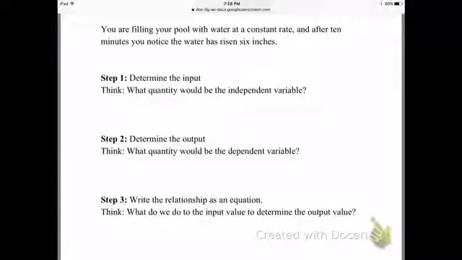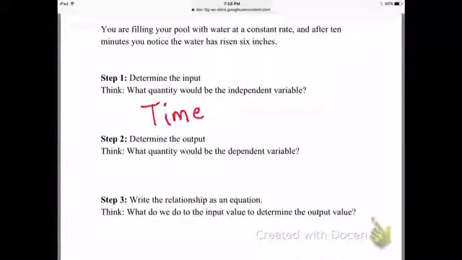Well, in most situations like this, the independent variable is going to be your time. Time is always independent if it's included in the problem. So we'd see after 10 minutes, so time is going to be our independent variable because time doesn't really ever include or depend on anything else. 10 minutes is 10 minutes.